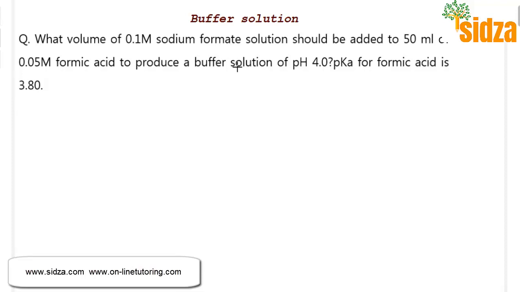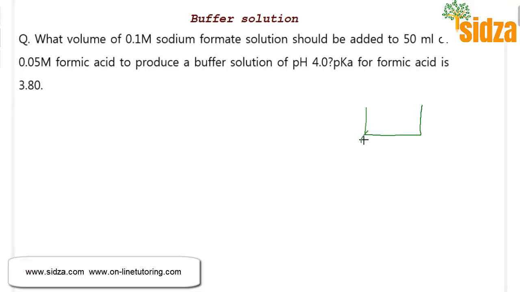What volume of the 0.1 molar sodium formate solution should be added to the 50 ml of the 0.05 molar formic acid to produce a buffer solution of pH 4? And the pKa value of the formic acid is 3.8. So we actually have a mixture of the formic acid and the salt of the formic acid, right?